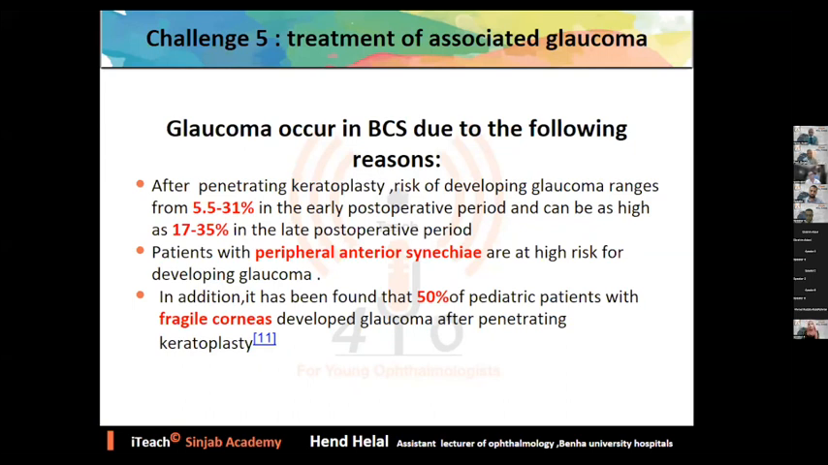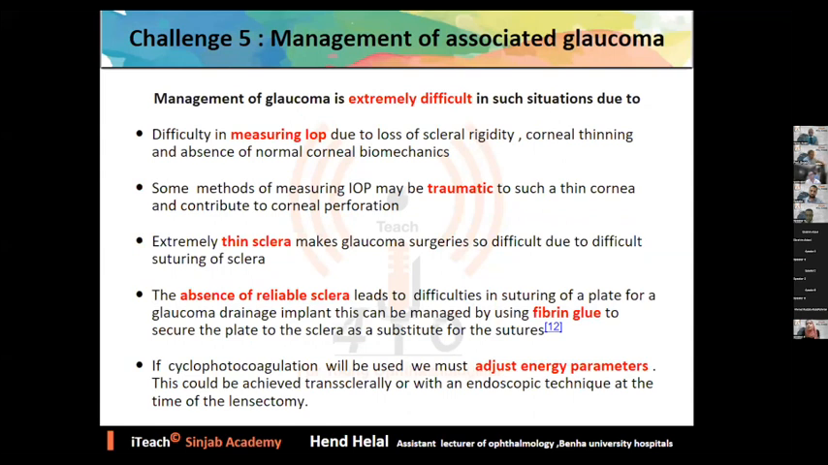Why glaucoma management is extremely difficult in such situation? This is on two bases: difficulty in assessment and difficulty in management. Difficulty in assessment is due to difficulty in measuring the intraocular pressure, as this cornea has no normal biomechanics, and there is loss of scleral rigidity, and there is corneal thinning. And some methods of measuring intraocular pressure may be traumatic to such a thin cornea and contribute to corneal perforation.